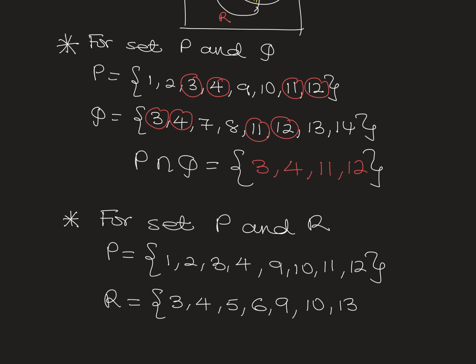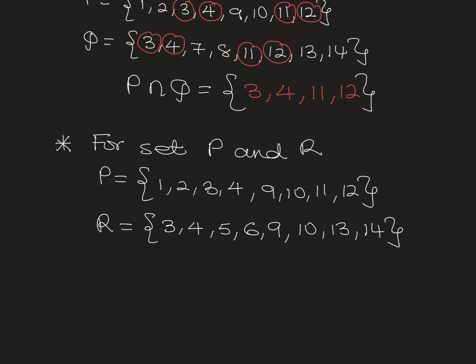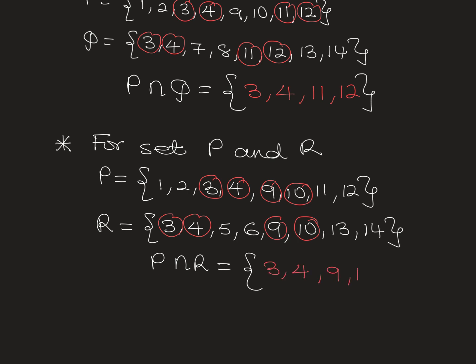So what is P intersection R? Let's try to identify them. P intersection R, we have 3, we have 4, we have 9, and we have 10. So they are 3, 4, 9, and 10.